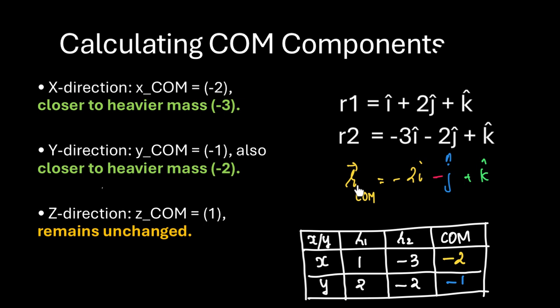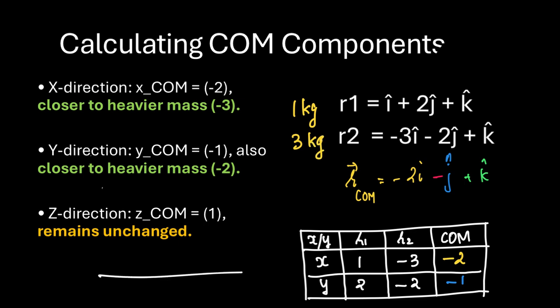Now, if we were to write r1, r2, and r center of mass and analyze the x coordinate separately, the x coordinate of r1 is 1, the x coordinate of r2 is minus 3, and the x coordinate of r com is minus 2. So compare these x coordinates. The center of mass is closest to r2, which is the heavier mass here, right? So r1 is of 1 kilogram mass and r2 is of 3 kilogram mass, right?